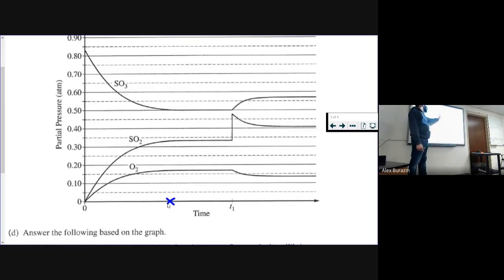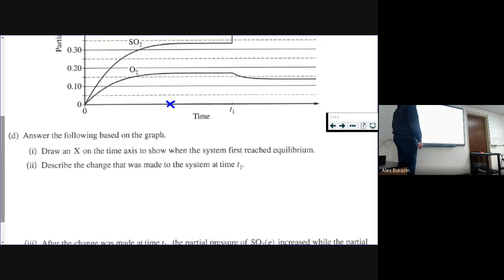If I put it up here, they'll probably give me credit, but let me make sure I read the instructions. What's that like? To the right of that? That little guy? I wouldn't worry about that one. Describe the change that was made to the system at time t1.